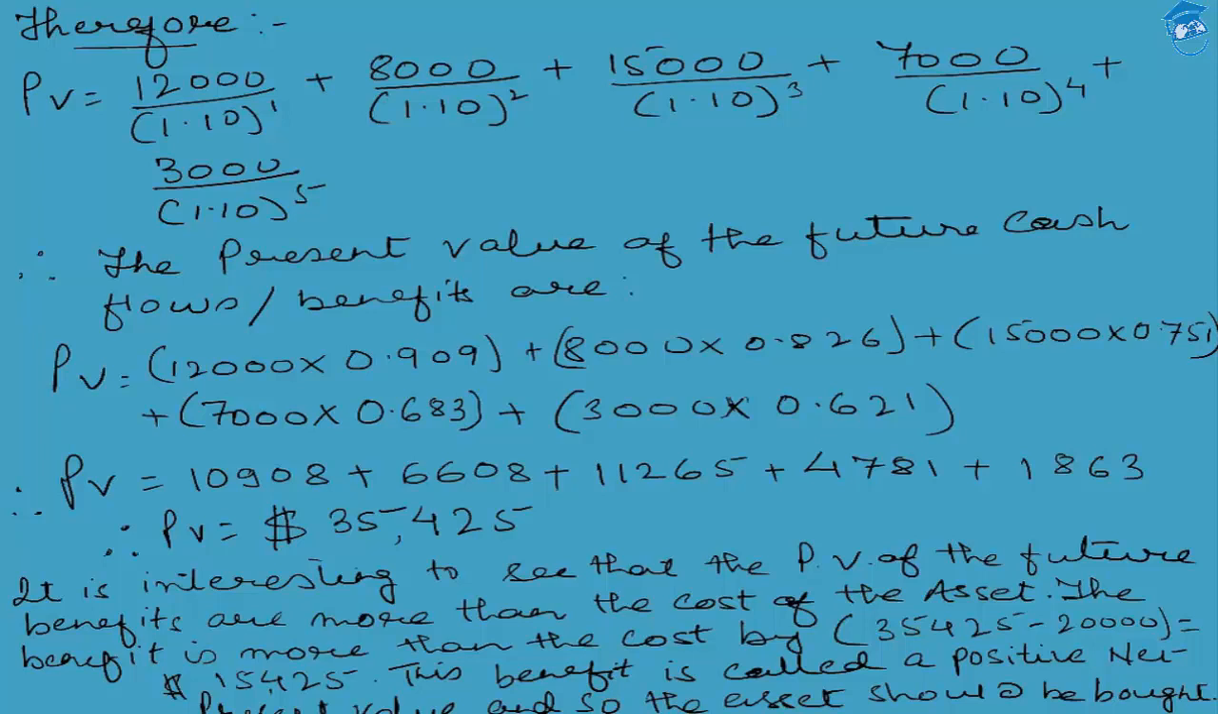If the net present value has not been created, such an asset should not be shown any interest in, or if it is created, such an asset should be purchased. So how to ensure that a particular asset is justifying? This justification comes from the fact that the present value of the future cash benefit should be more than the cost of the asset. I once again repeat, students, this justification comes from the fact that the present value of the future cash benefit should always be more than the cost of the asset.